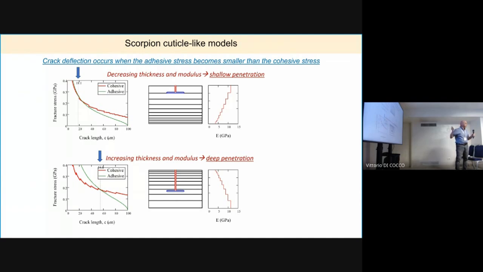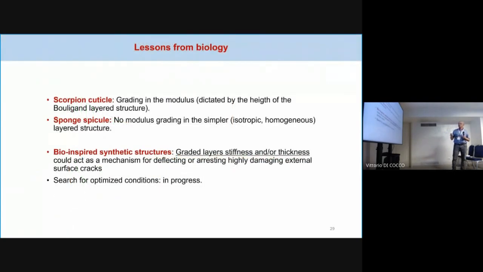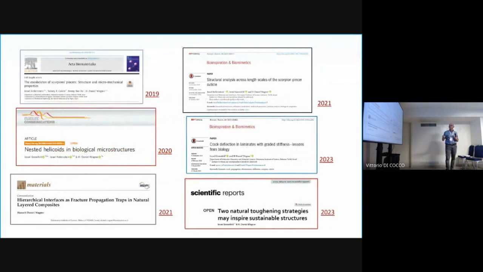Just one result to show you that we are indeed working on this. So that's for the scorpion cuticle-like model, crack deflection here. I will not go into the details, of course, but we can control, by calculation, what happens really in structures that look like either scorpion or spicule, and we can determine if it's going to deflect or not going to deflect, depending on the data. So the lessons are that we have grading, we have modulus grading in a simple layer structure, and we are searching for optimization.